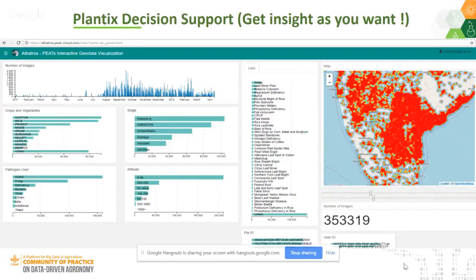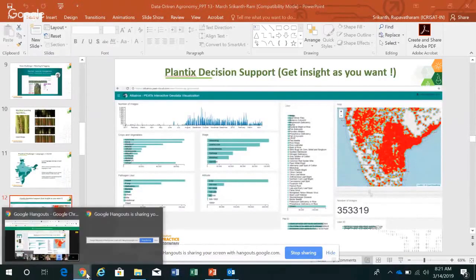Here is a snapshot of the decision support system. I will take you to the place where we can actually see it online.